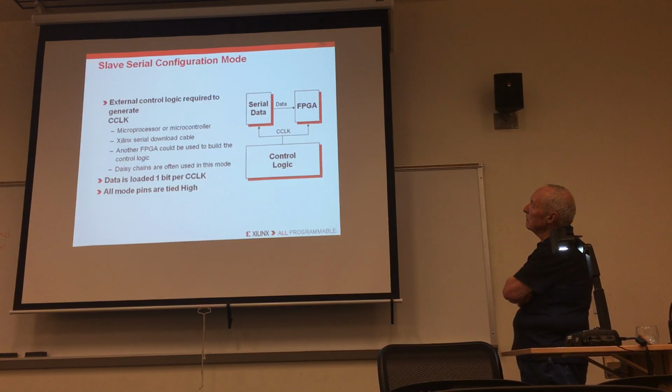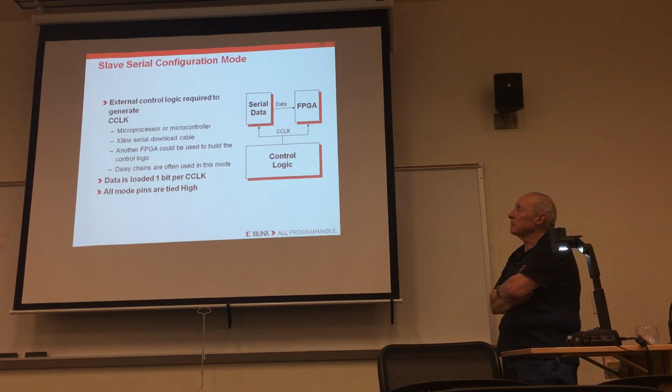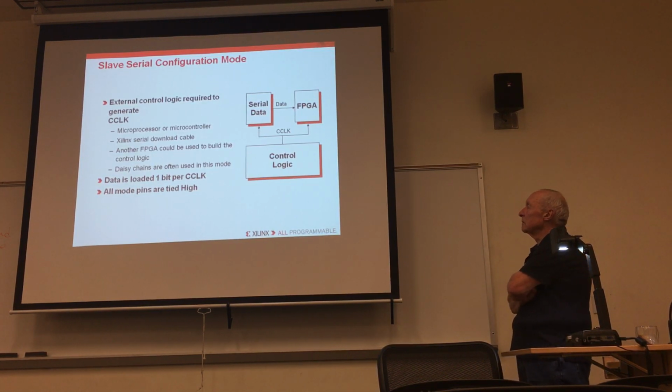In slave serial mode, an external host, such as a microprocessor or microcontroller, writes data serially into the FPGA. Since the clock and the control logic are built by the user outside of the FPGA, it is imperative that the user build the control logic to provide the serial data to the FPGA with sufficient setup time before each rising edge. If you're planning to program multiple FPGAs in a daisy chain, the data out pin will be connected to the data in pin of the next FPGA.